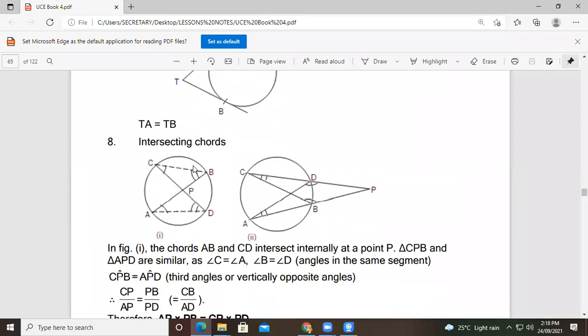Then the other property that we are going to look at today is the property about the intersecting chords. What do they mean by the term intersecting chords? We have already seen what chord means.